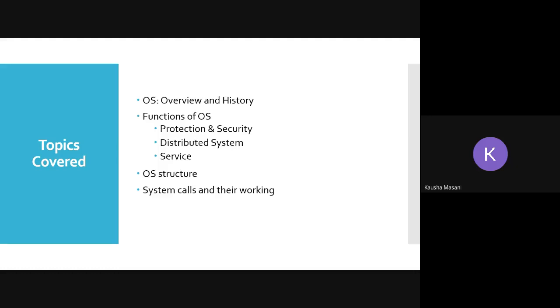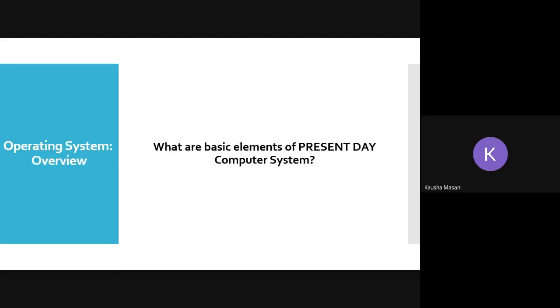Now going to the very first thing, that is OS overview. Can you guys first of all tell me what are the basic elements of a present day computer system? Basic elements. And see, present day is in caps lock, so I'm not talking about the older versions. I'm talking about the present. Okay, graphical interface, user interface, GUI. Then CPU, exactly. You can talk, guys. Unmute yourself and answer.